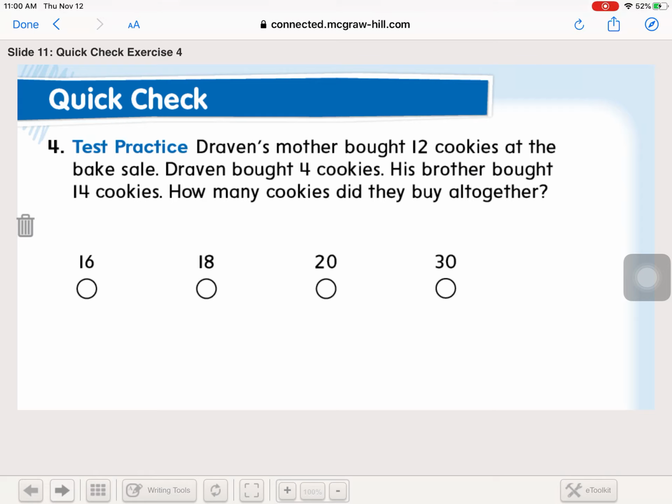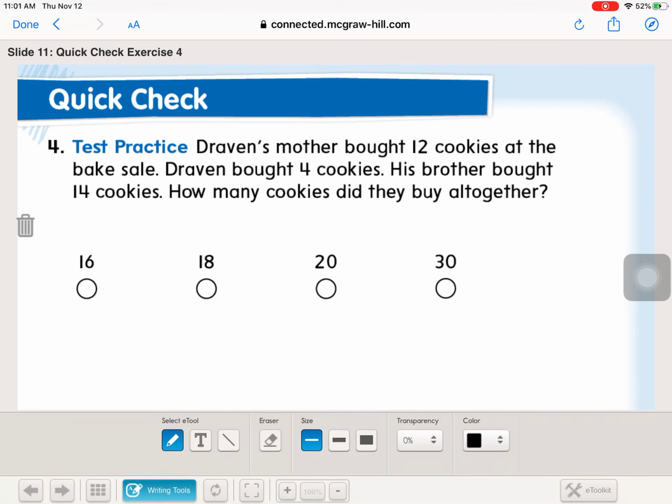All right, and then our last one here is a quick check, which is also a test practice question. It says, Draven's mother bought 12 cookies at the bake sale. Draven bought 4 cookies. His brother bought 14 cookies. How many cookies did they buy in all? Wow, that is a lot of cookies. Let's check it out and see.